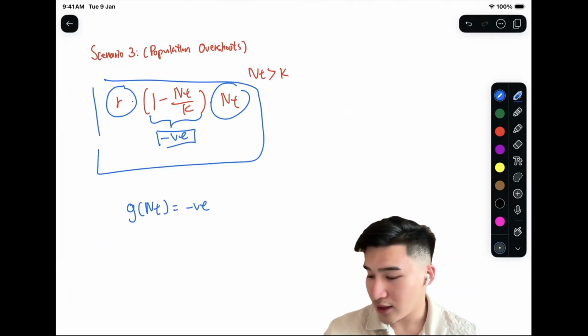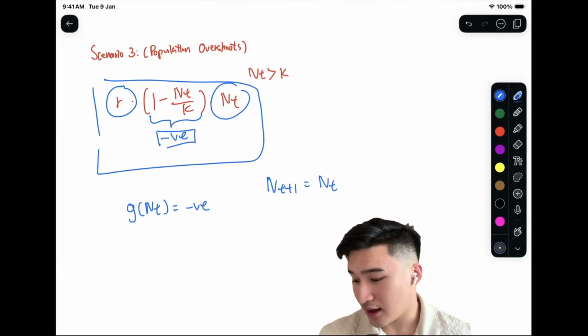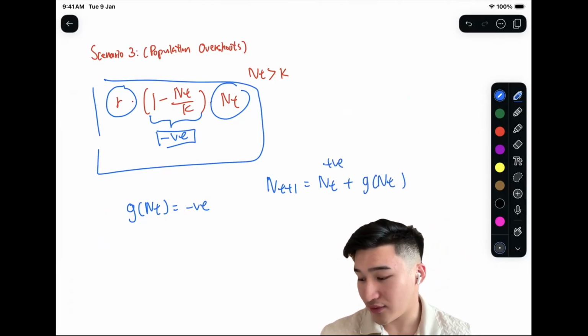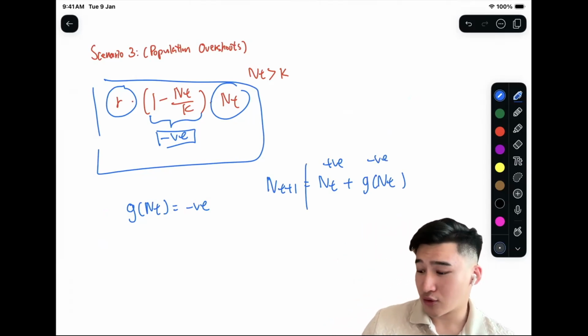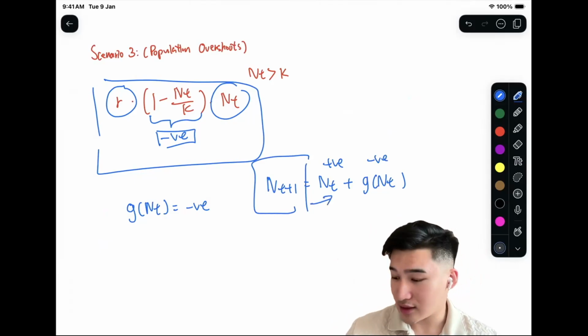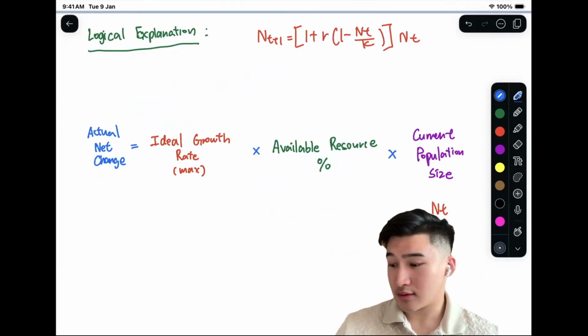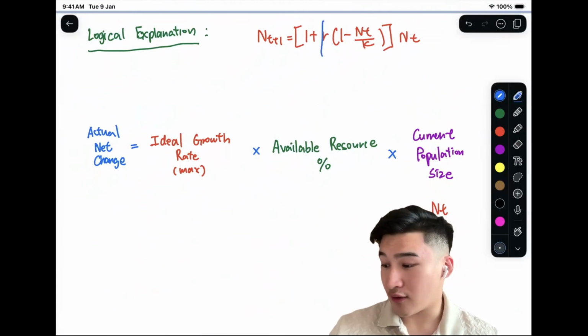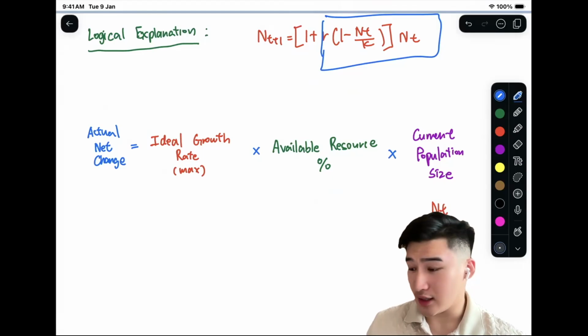And remember from our equation, we have NT plus 1 equals NT plus our GNT. This is positive, but this is negative. So this time, we're going to have a future population that is smaller than our NT, which means you're going to look at something like this: NT is going to be greater than our NT plus 1. So this part of our equation is simply equal to the actual net change.